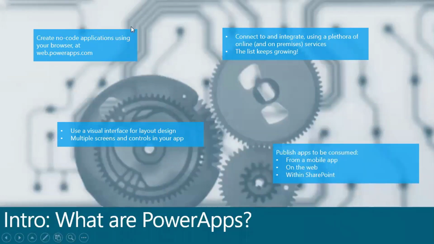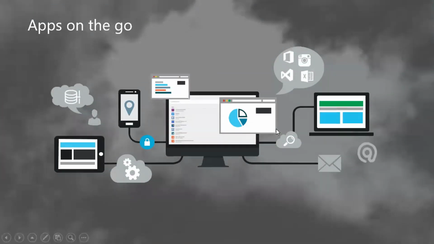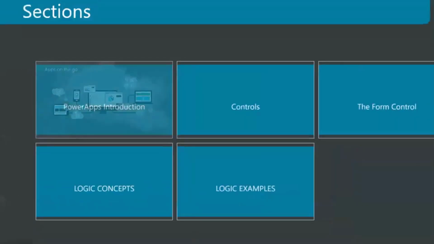You publish apps to be consumed. People can use a mobile app. There's a PowerApps mobile app. Also, you just authenticate using your Office 365 credentials. You can use the web or within SharePoint, which means that you can just customize a SharePoint list form. And this is a nice little pretty graphic showing all the different places people consume your PowerApps and all the different data sources that your PowerApps can use.